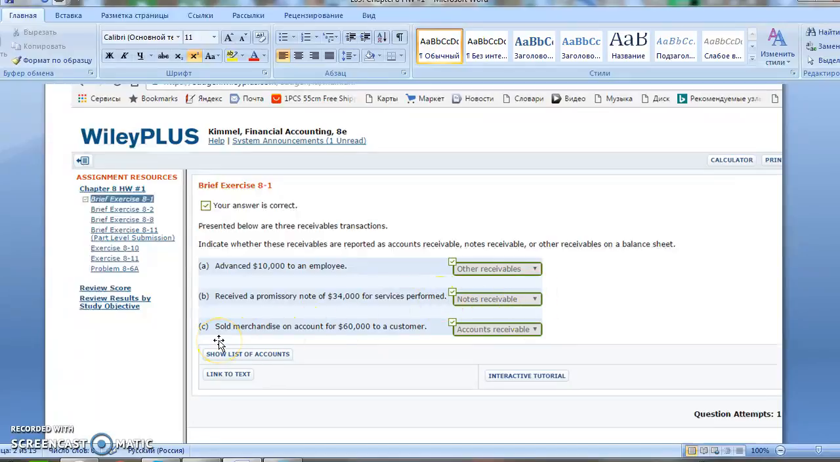Point C claims that the company sold merchandise on account for $60,000 to a customer, so it should be reported as accounts receivable. We can easily verify the correctness of all our answers after their publication by clicking the Submit Answer button on the right down corner of the current page. So the true answers we can see on my current page now.